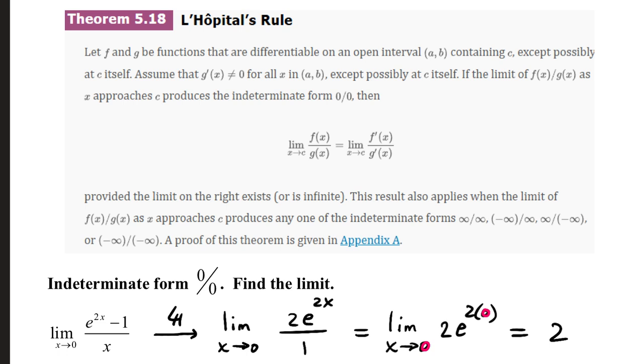This result also applies when the limit of f over g as x approaches c produces any one of the indeterminate forms with an infinity over an infinity. The negative and positive signs can vary.